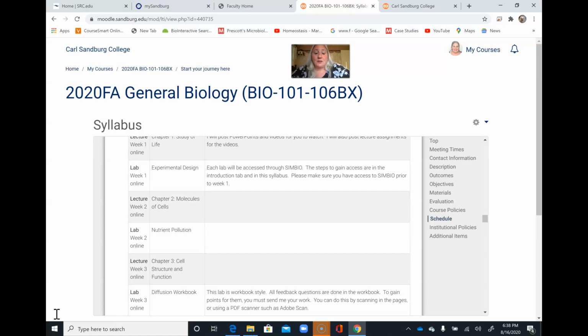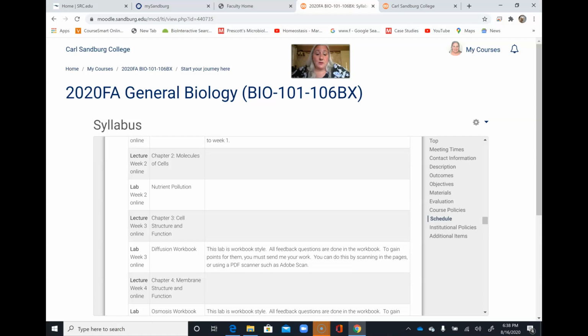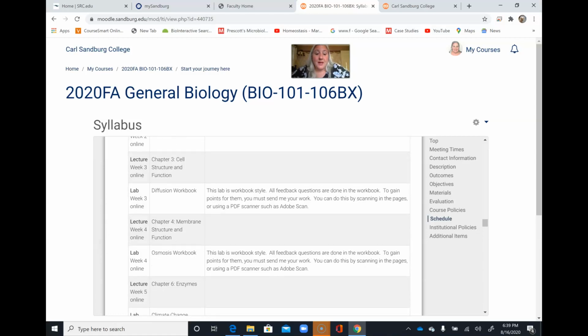All labs are accessed through Symbio, and you have to follow the steps to gain access, which is found right below the syllabus, which I'll show you next. And I already kind of went over it. You need to make sure that you have Symbio for week 1. And then you go to week 2, then week 3.